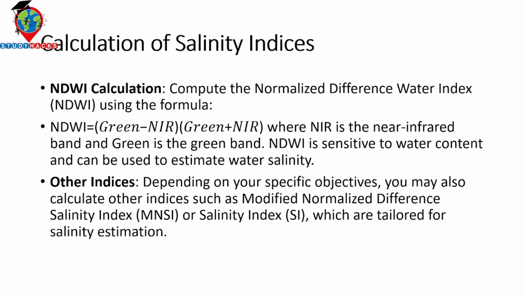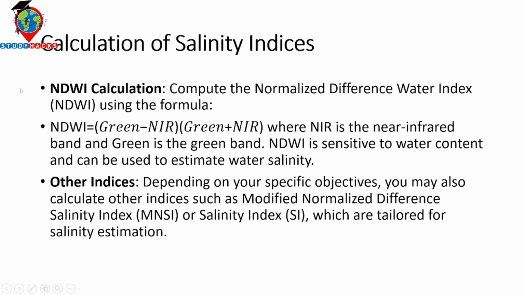And then further we calculate the salinity indices. We can use different types of salinity indices. One is MNDSI, the modified normalized difference salinity index, and SI, the salinity index, which are suitable for salinity estimation.